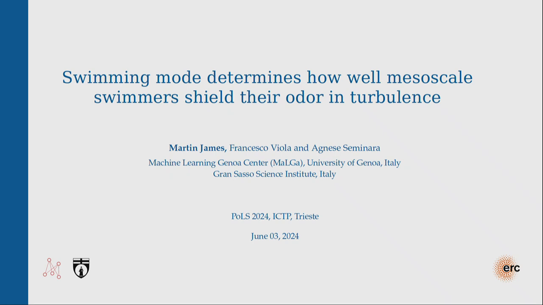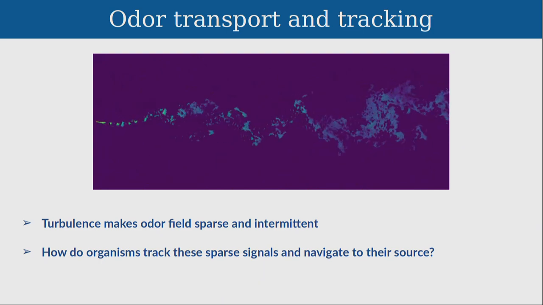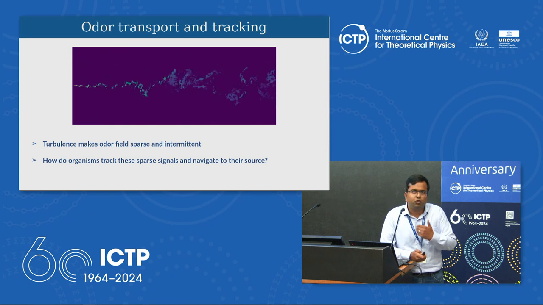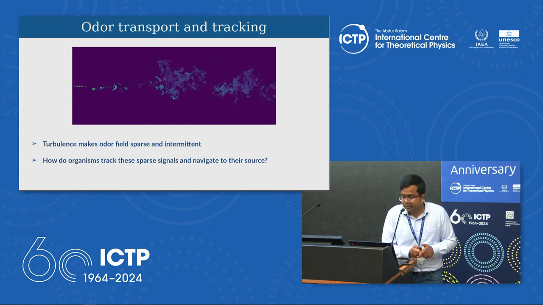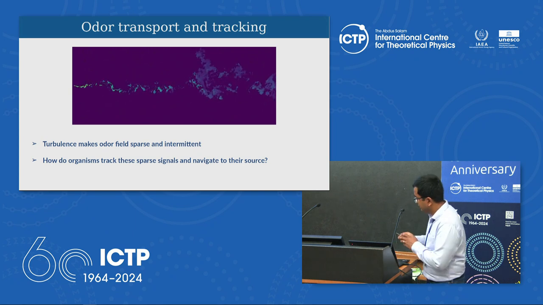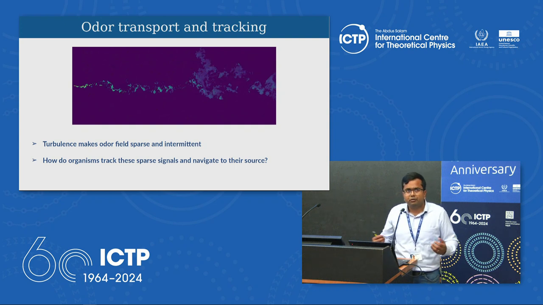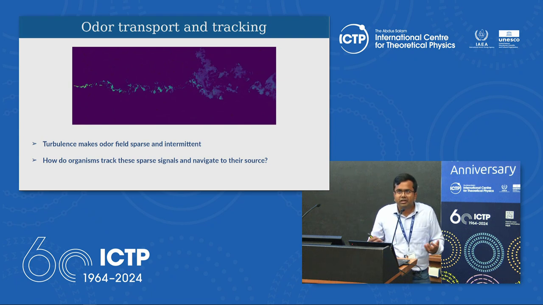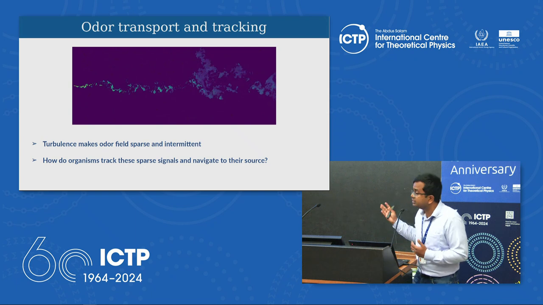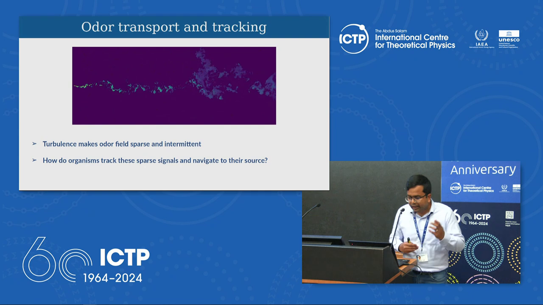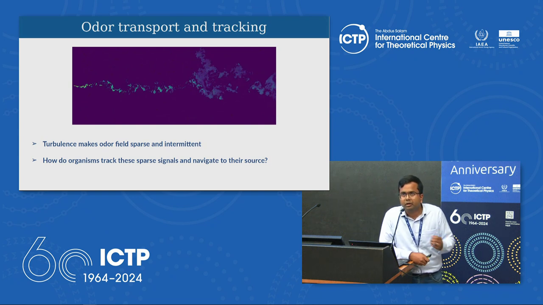So let me start with the topic of water transport in general, why it's a challenging and important question. We already heard Francesco's talk, and often organisms use or navigate water landscapes to find food sources, to find mates or prey. What you're seeing here is a simulation of the odor field generated by a point source located here, advected by a turbulent flow. You can see that when the odor gets transported downstream, it becomes sparse and intermittent, which makes it challenging for an organism which tracks this field to reach the source. Francesco already explained one algorithm which might be used by some organisms for this particular purpose.